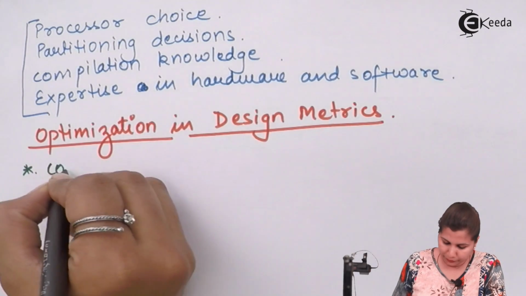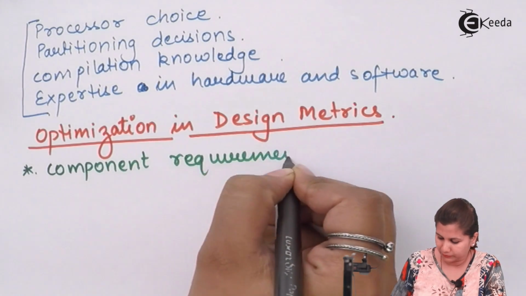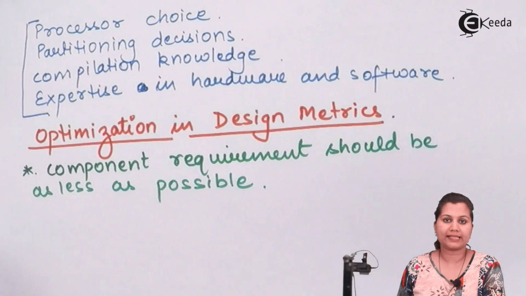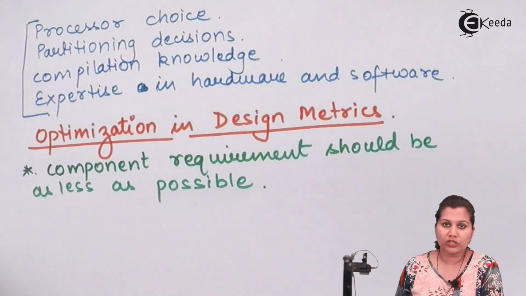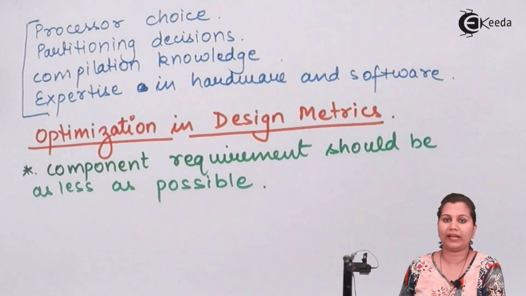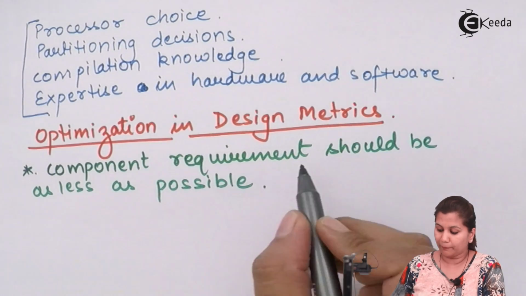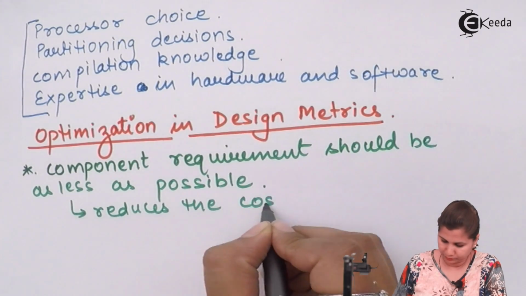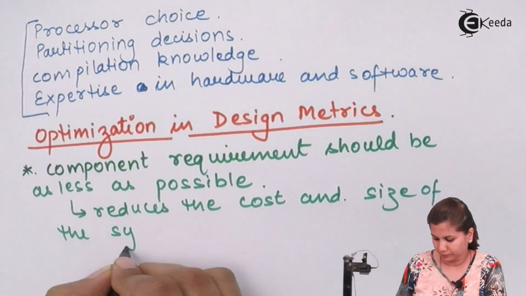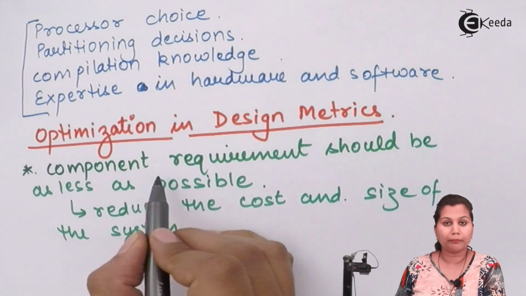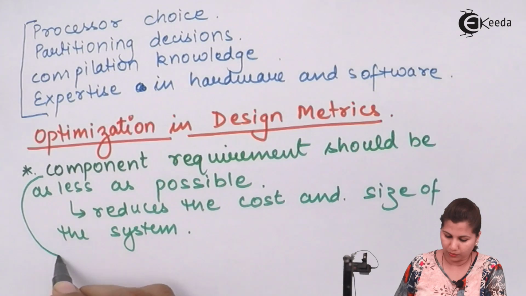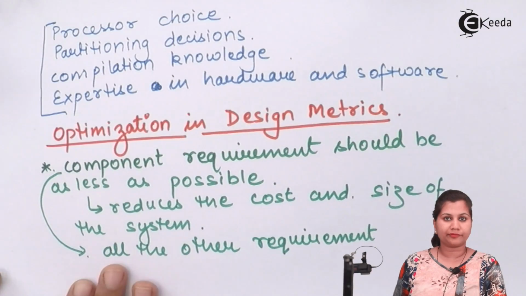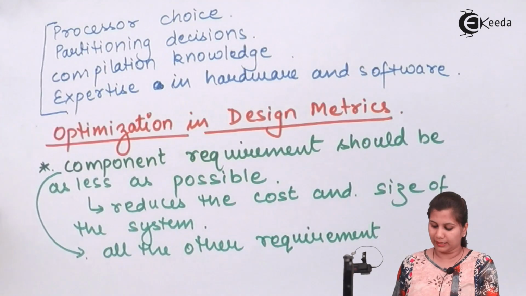Because if component requirement is less, then the cost of the system is also reduced, the size of the system is also reduced, and the space which the system is acquiring is also reduced. So by reducing the component requirement, we are optimizing the system. But if we are reducing the component requirement, it should be maintained that all the other requirements should be maintained. So this is the first way in which the optimization of the system can be done.